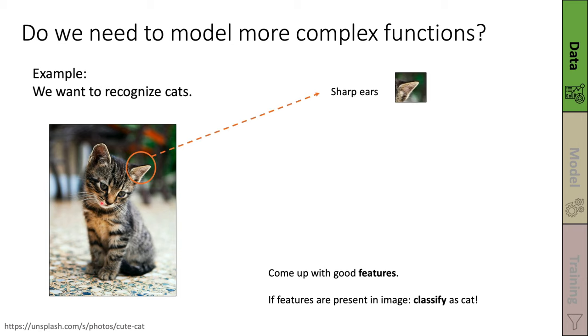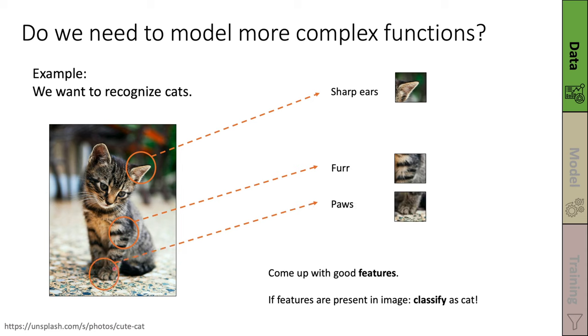Well, what features can we look at? First, let's say we're looking at sharp ears. These are very common for cats, so let's say this is a feature of a cat. Another feature would be to have fur, to have paws, and also to have whiskers. That's something very useful and something we could say, okay, every cat that we want to look at has this.